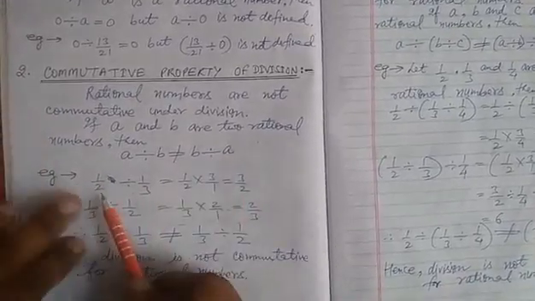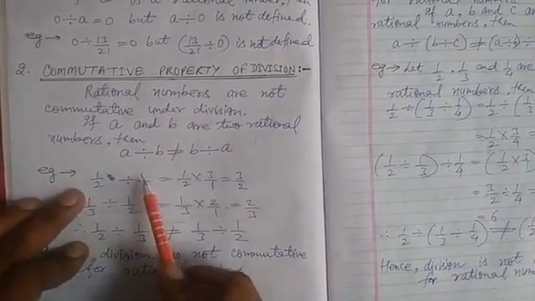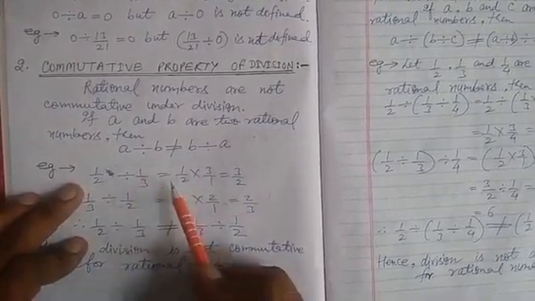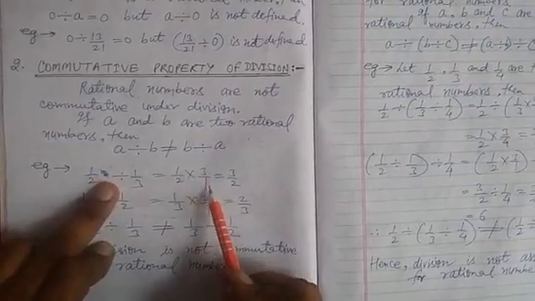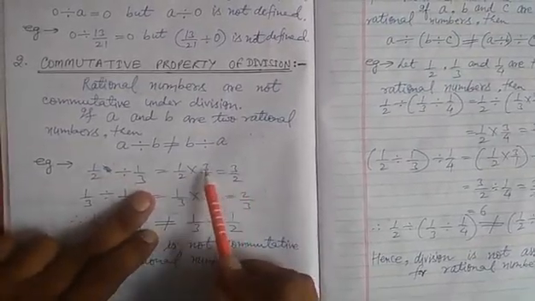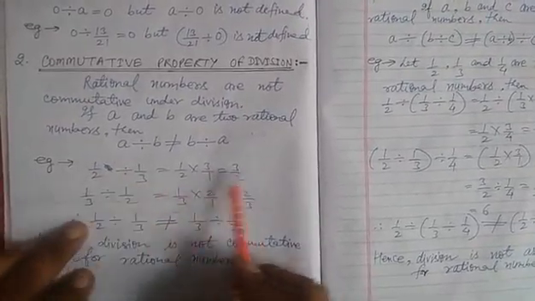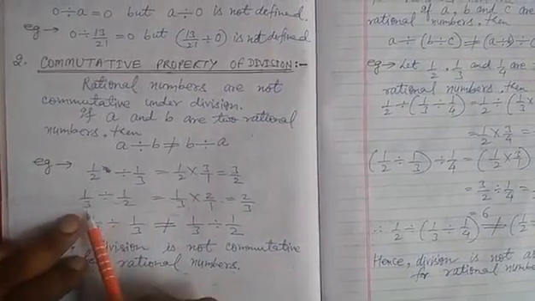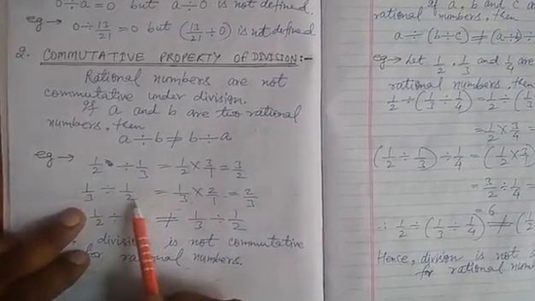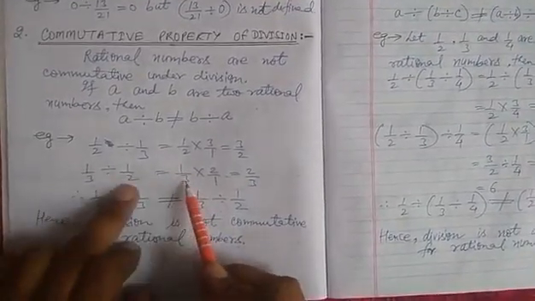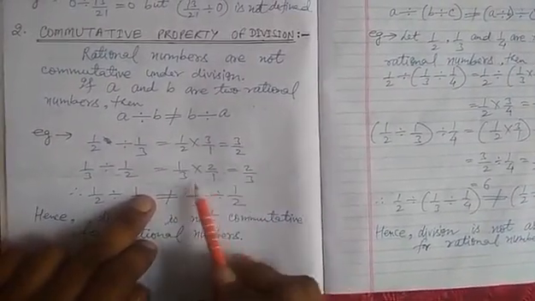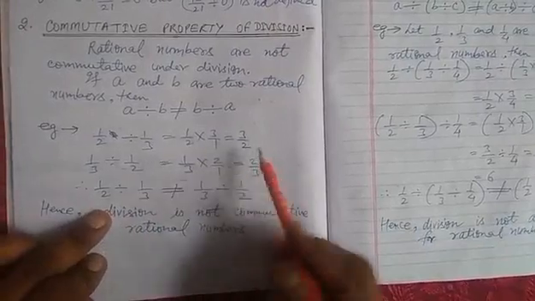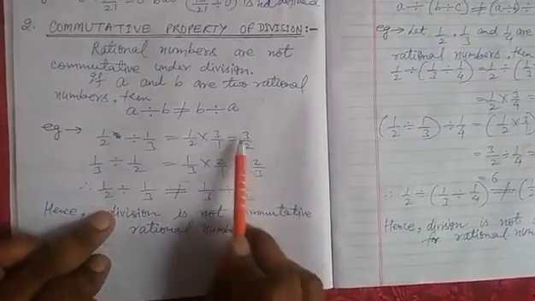If A and B are two rational numbers, then A divided by B is not equal to B divided by A. For example, 1 upon 2 divided by 1 upon 3 is equal to 1 upon 2 into 3 upon 1. 3 into 1 is 3 and 2 into 1 is 2, 3 by 2. Now, 1 upon 3 divided by 1 upon 2 is equal to 1 upon 3 into 2 upon 1. 2 into 1 is 2 and 3 into 1 is 3, 2 upon 3. Here, the results are not the same.